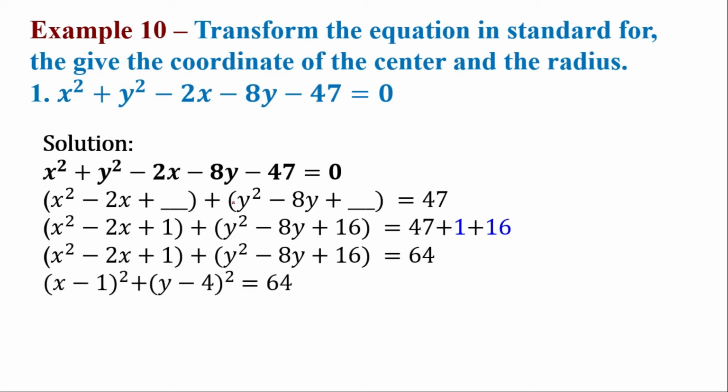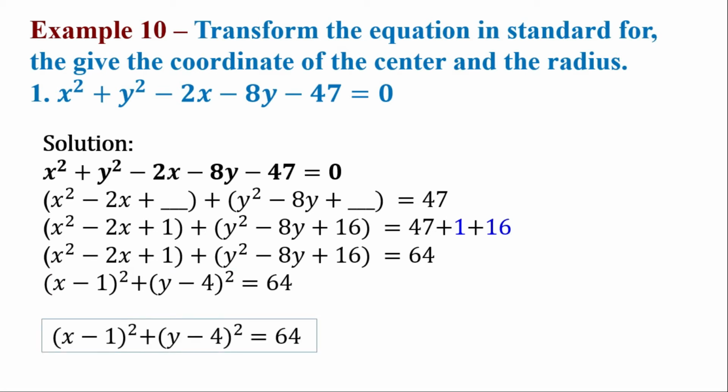Same thing with the second, on the y. I do that. Now I have the equation in standard form, and with this, I can now locate the center and the radius. The center here is 1 and 4, and the radius here is 8. The square root of 64, that is 8.